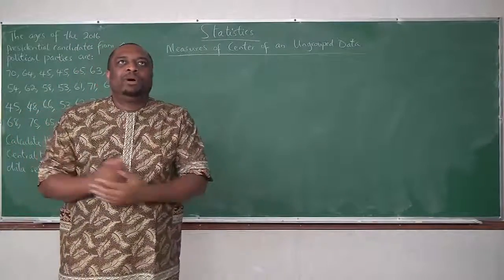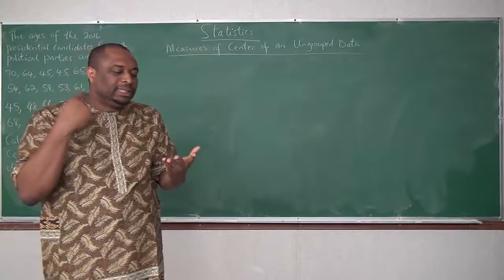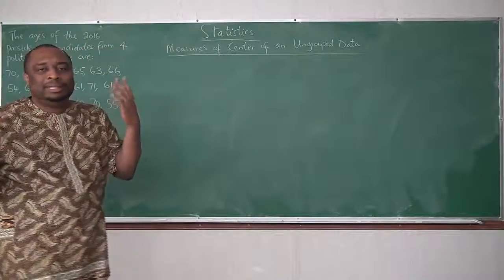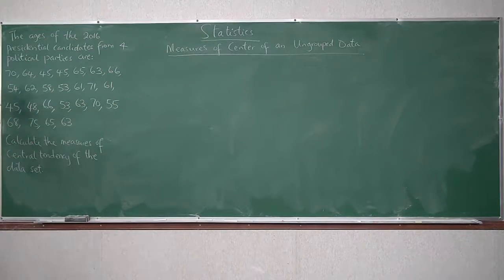And you might ask me, what is the difference between the raw data and the ungrouped data? Well, it's pretty much no difference. This is still a raw data. As you can see, it is still not grouped in classes.